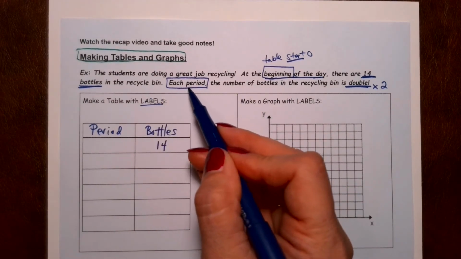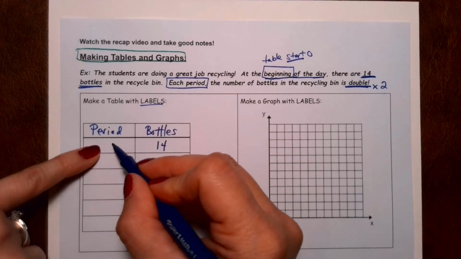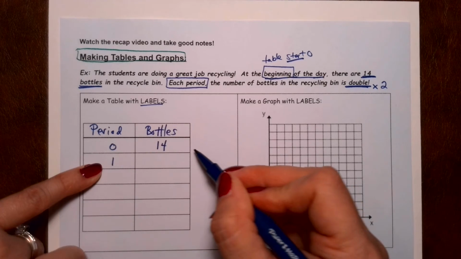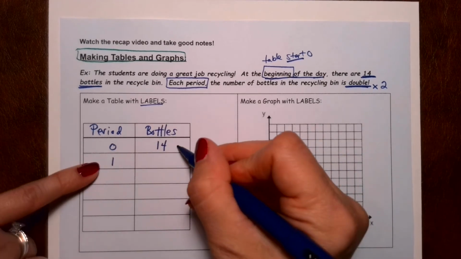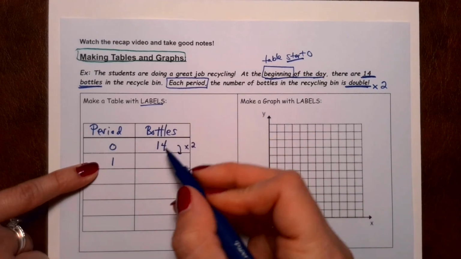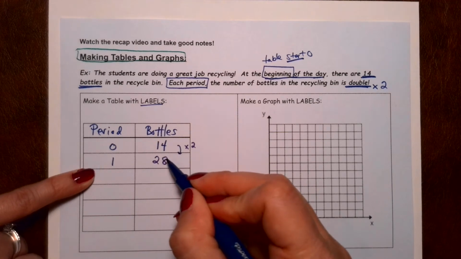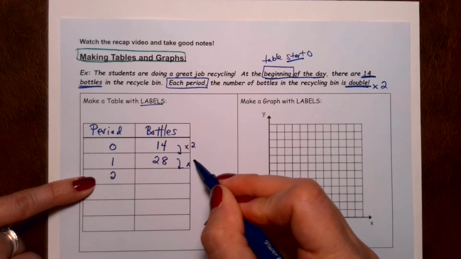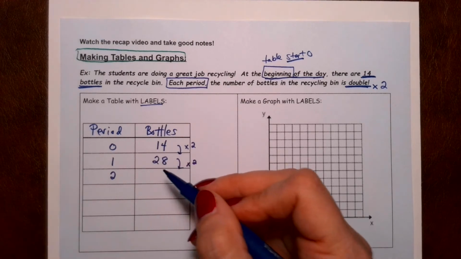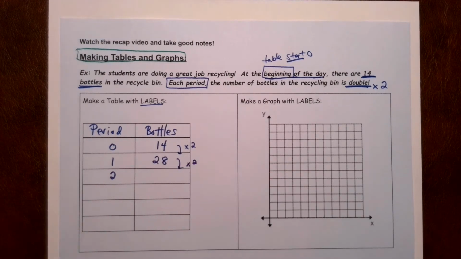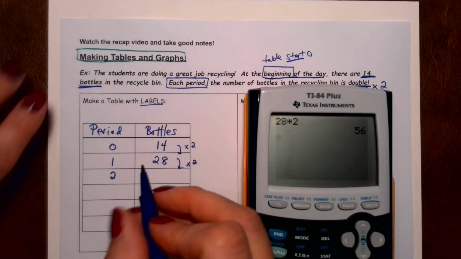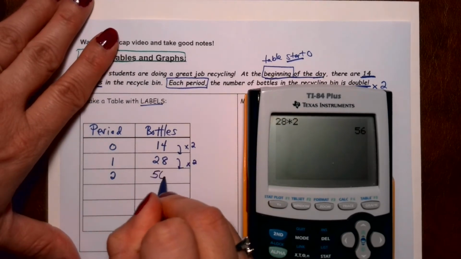Each period, so this is 0 for the start, and then the next period, the number of bottles is going to double. So then we'd have 28. And then after period 2, we have to double that again. 28 times 2, we can just use our calculator if you need. Go ahead and push the buttons. We're going to get 56.